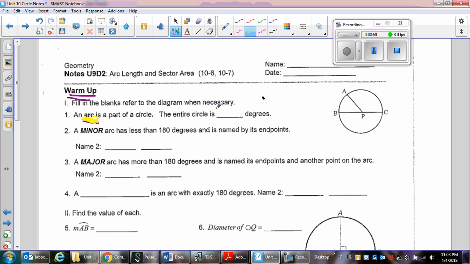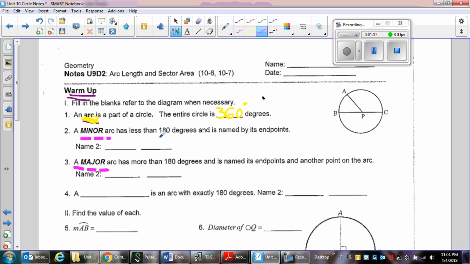The entire circle is going to be 360, right? I'm sure you know this as a whole. The degree measure of a circle, any kind of circle, big, small, or whatever, is always going to be 360 degrees. So when we're talking about an arc, we can classify them as minor arcs, major arcs, or sometimes semicircle arcs, which the word itself kind of tells you.